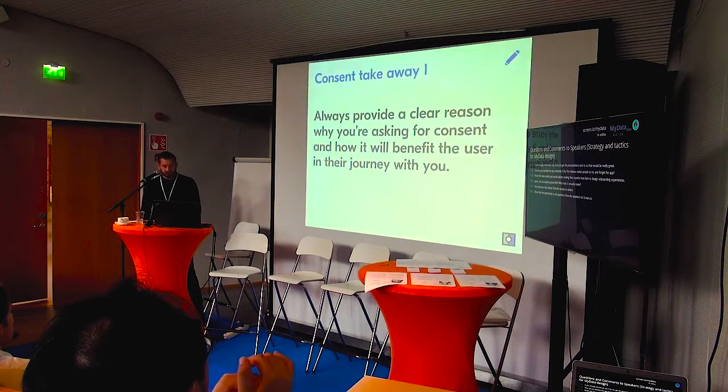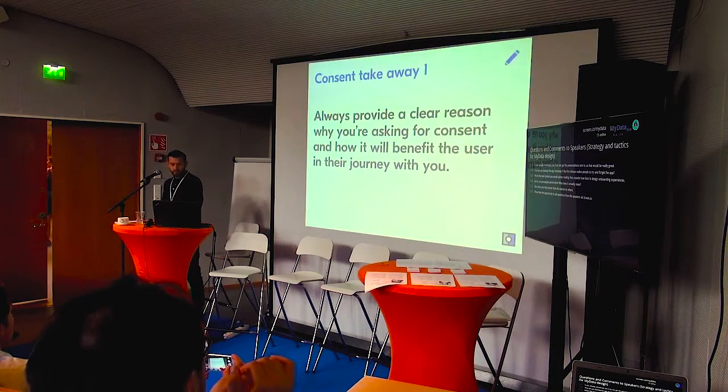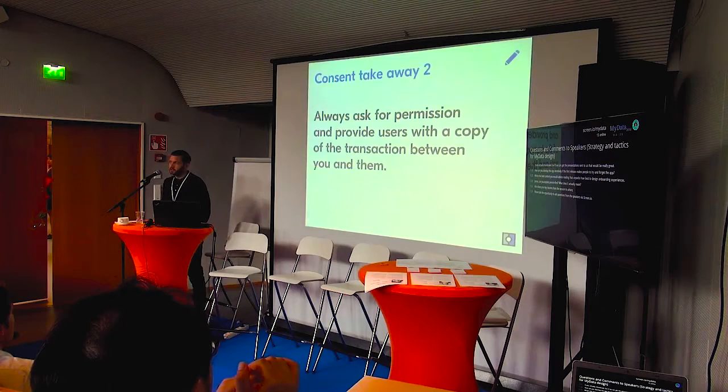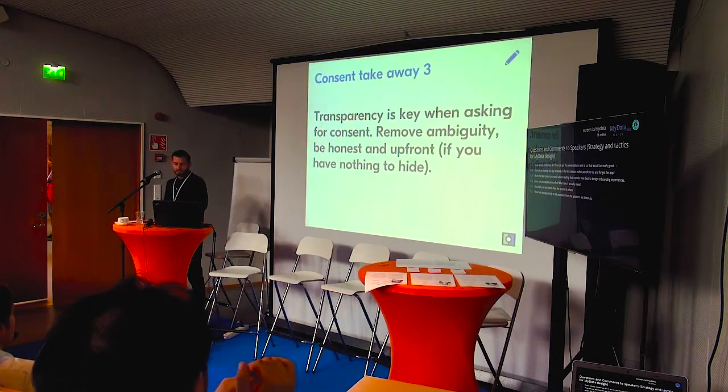So in terms of some takeaways around consent, always provide a clear reason why you're asking for consent and how it will benefit the user in their ongoing journey. Always ask for permission and provide users with a copy of the transaction between you and them. And transparency is key when asking for consent. Try to remove ambiguity, be honest and upfront, especially if you've got nothing to hide.